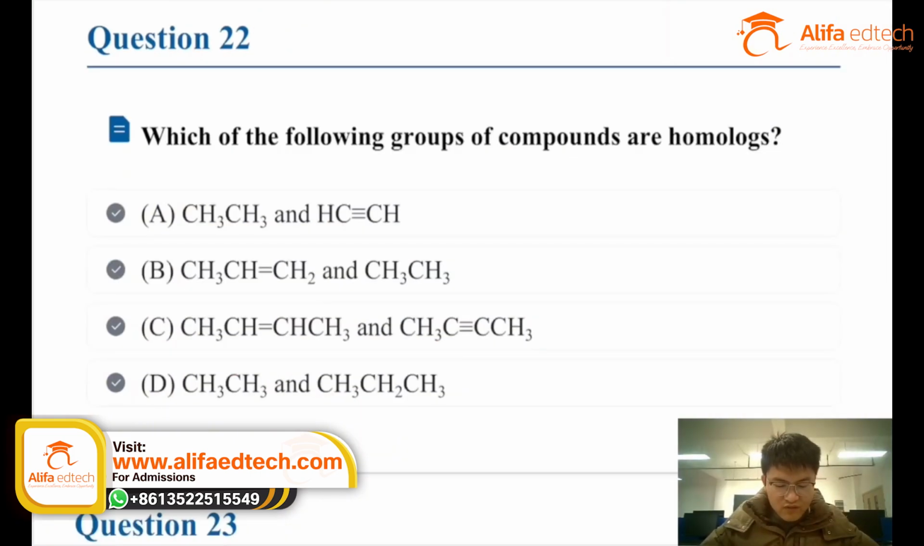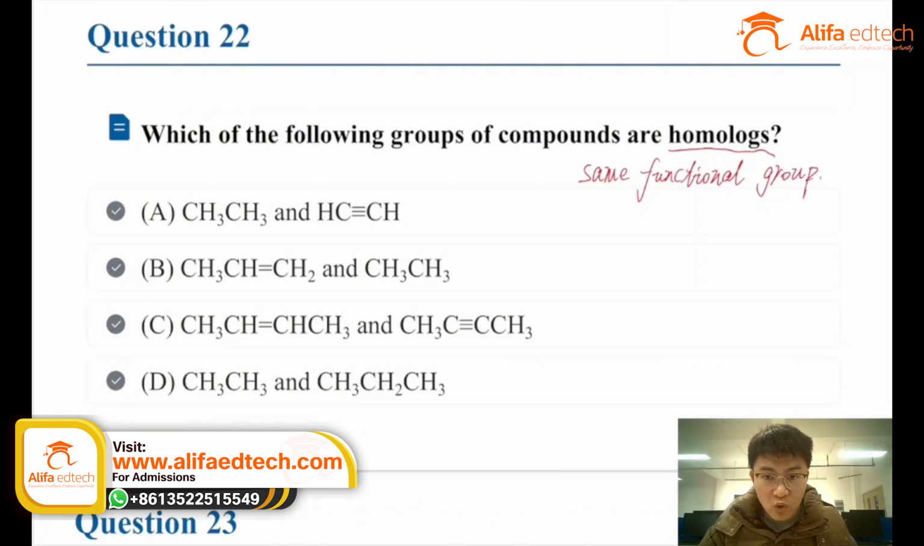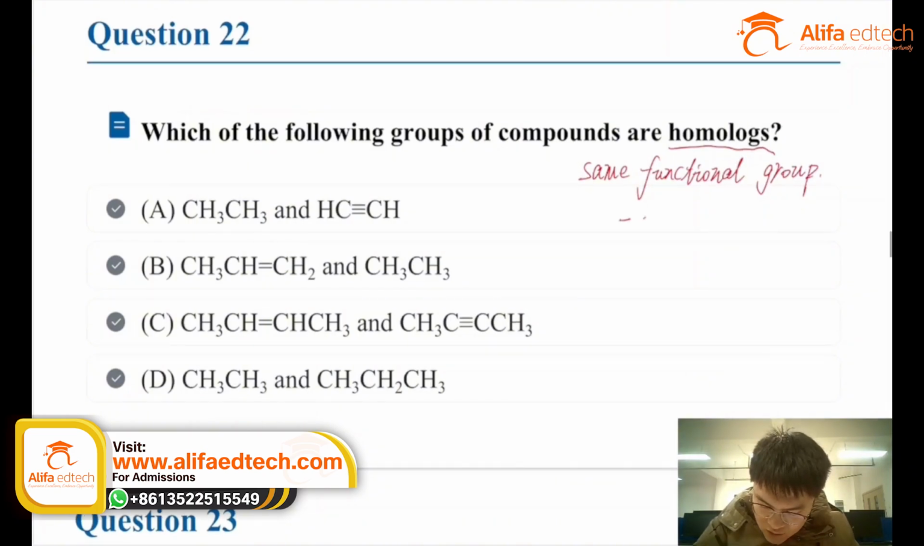Question 22. Which of the following groups of compounds are homologous? What are their characteristics? First, they need to have the same functional group. At the same time, they differ by several CH2 units. If they meet these 2 conditions, we call them homologs. Okay, here are 4 options.